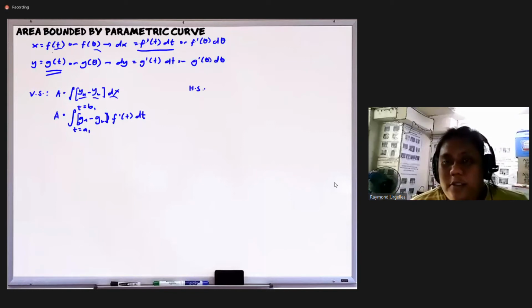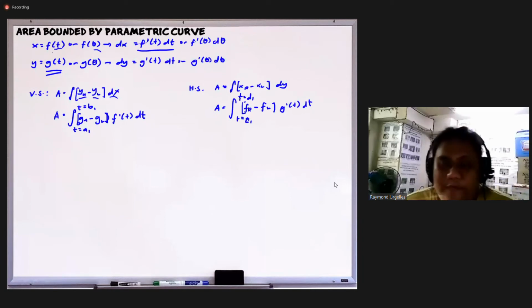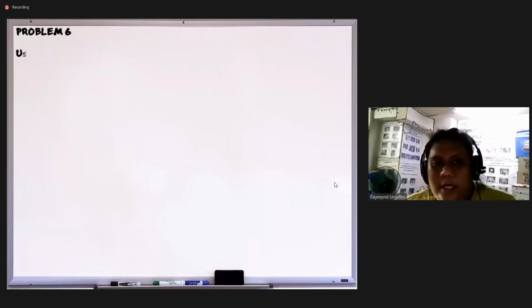No? For a horizontal strip, the area is equal to x to the right minus x to the left, multiplied by dy. When we convert this to its parameters, this will be f right minus f left, multiplied by g prime of t dt, from t equal to c1 to t equal to d1. That is what we do with a parametric curve. It's basically just a change of variable, but it's still like solving rectangular curves. Okay? So let's try an example.